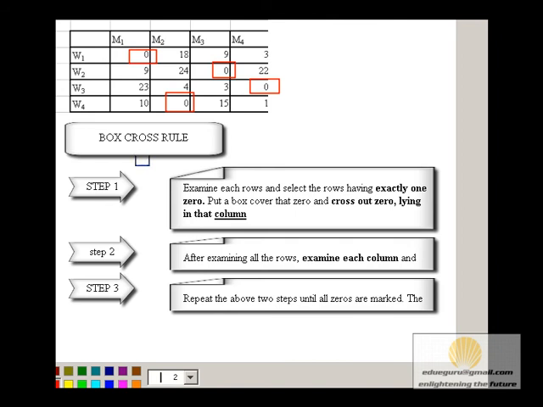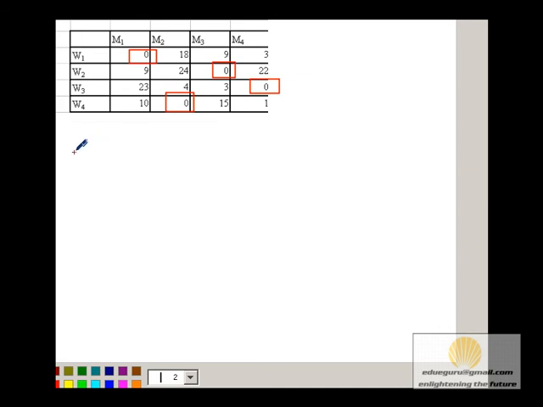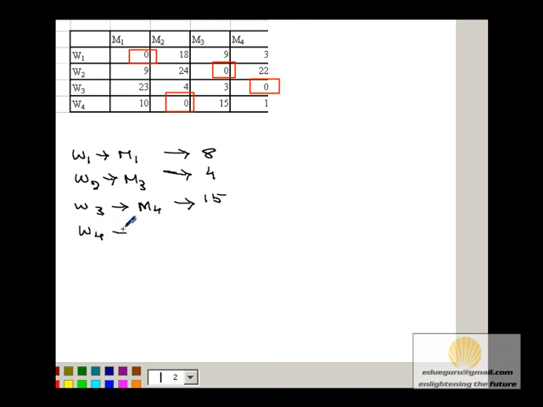In the second column we have exactly 1 zero. Similarly in the third and fourth we have exactly 1 zero. So we'll box all the zeros, and this represents the optimal assignment. The zeros will identify which worker should be given which machinery. So in the sum we have W1 given machinery 1, and the cost involved is 8 rupees. Similarly W2 is given machinery 3, the cost involved is 4. W3 is given machinery 4 and the cost involved is 15. W4 is given machinery 2, the cost involved is 9.